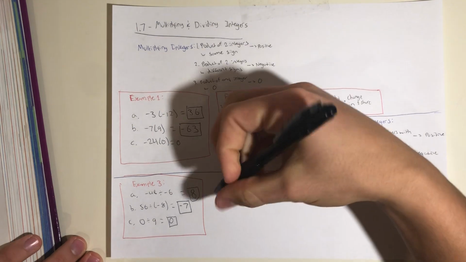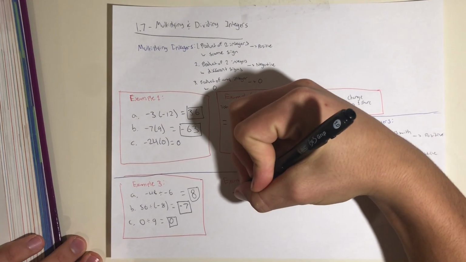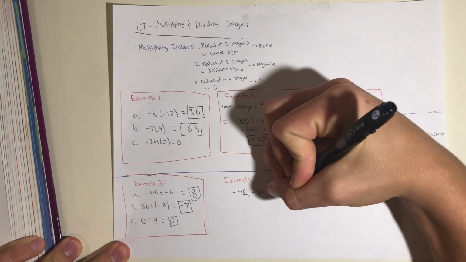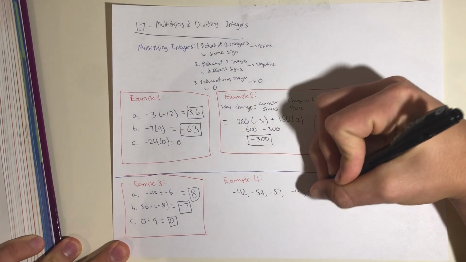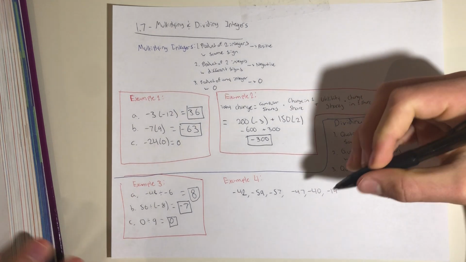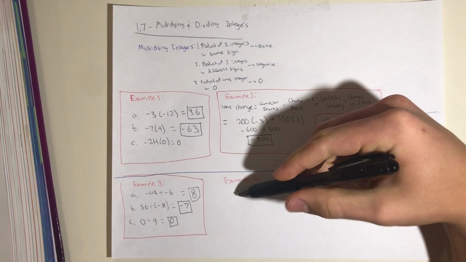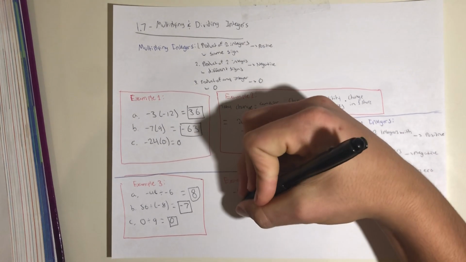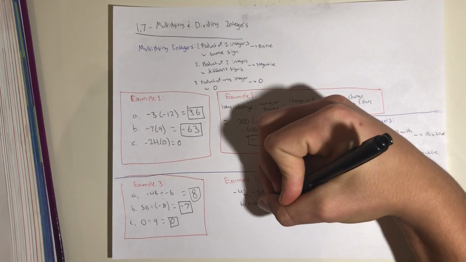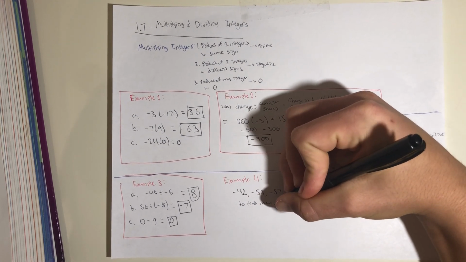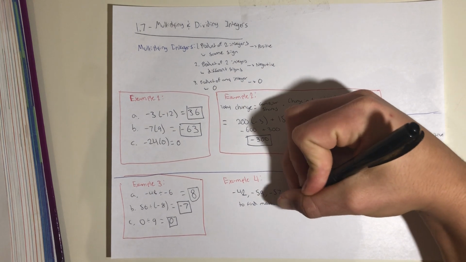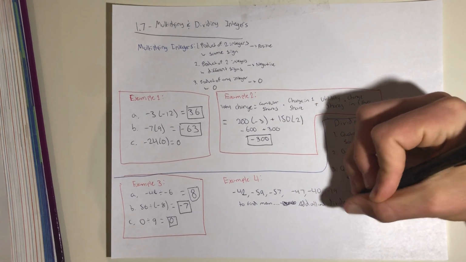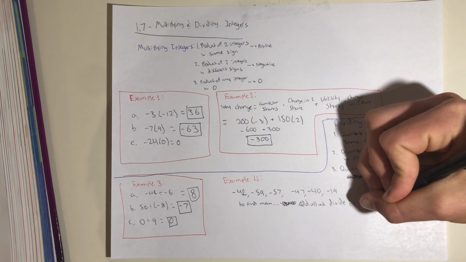These are the record lows: negative 42, negative 59, negative 57, negative 47, negative 40, and negative 19. These are the absolute lowest temperatures of those months, ranging from June to November. If we want to find the mean, which is basically the average, we have to add all of them and divide by the number of terms.